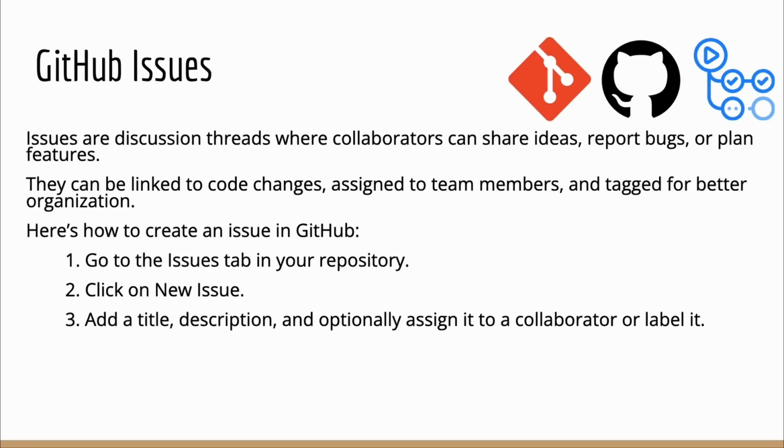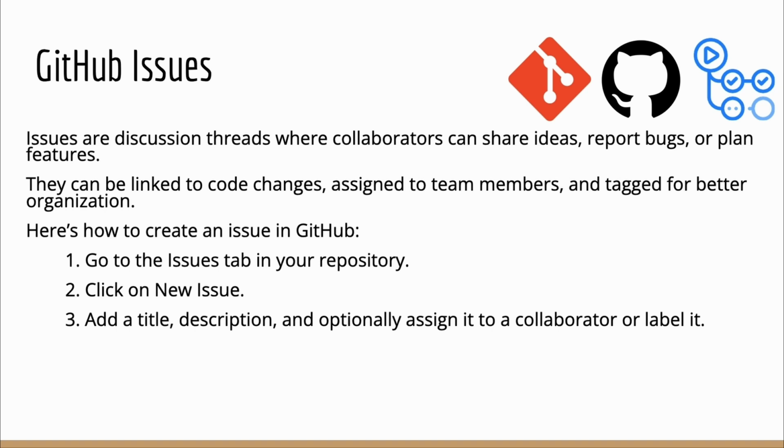So let's get started. And the first thing I'd like to talk about is GitHub Issues. Issues is one of the tabs available in your repository. And issues are essentially discussion threads where collaborators can either share ideas or report bugs or plan features. It's quite common in very popular open source repositories to see issues used as a place where either bugs are being brought up so that those who have access to the code or who manage the code can fix those bugs, or for new ideas to be proposed using the Issues tab. You can link these created issues to code changes, you can assign them to team members, or they can be tagged, and this allows for better organization. It's easier to find certain things or to know what they refer to.